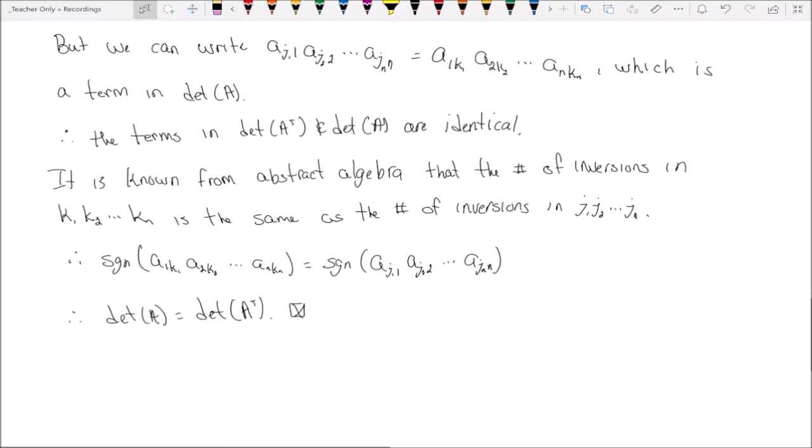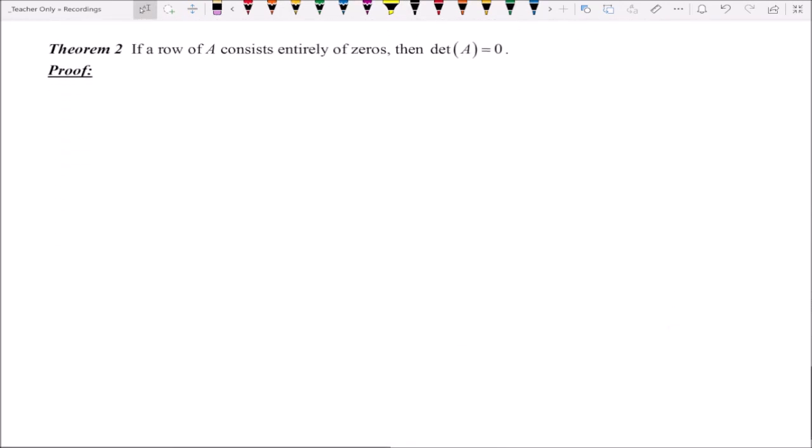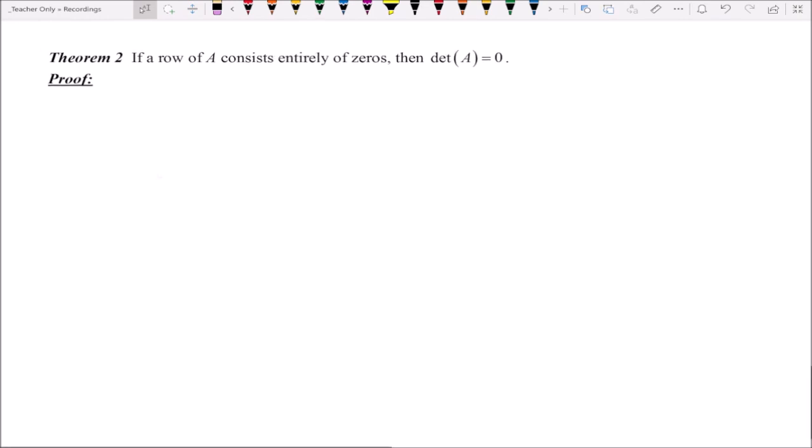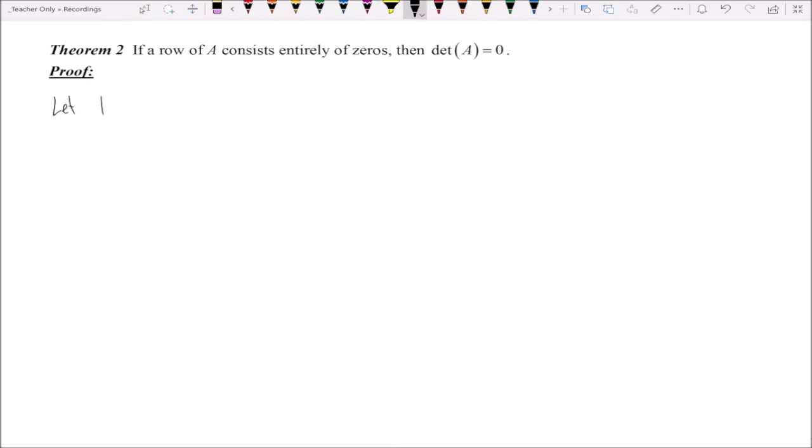All right, final property we will examine in this video. If a row of A consists entirely of zeros, then the determinant of A is 0. So what we're going to do is say let the ith row of A consist entirely of zeros. So the ith row is our 0 row.